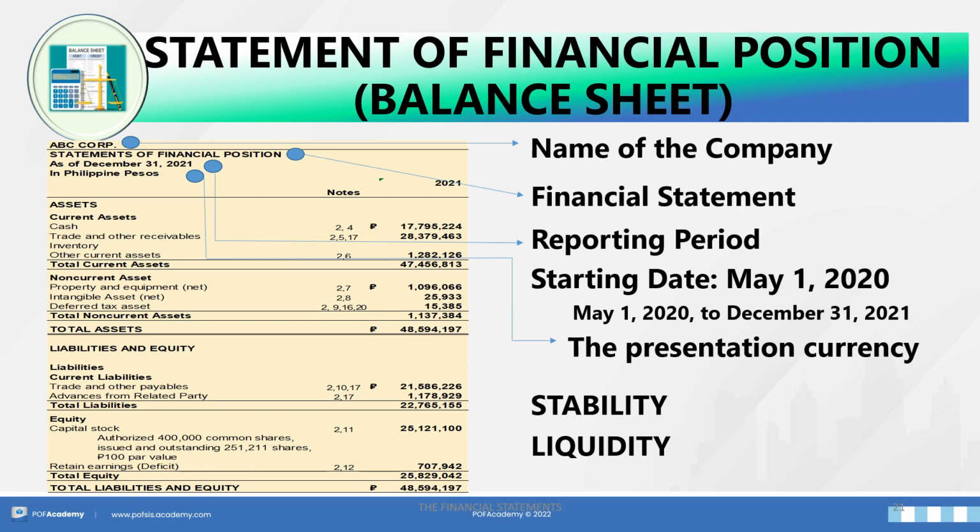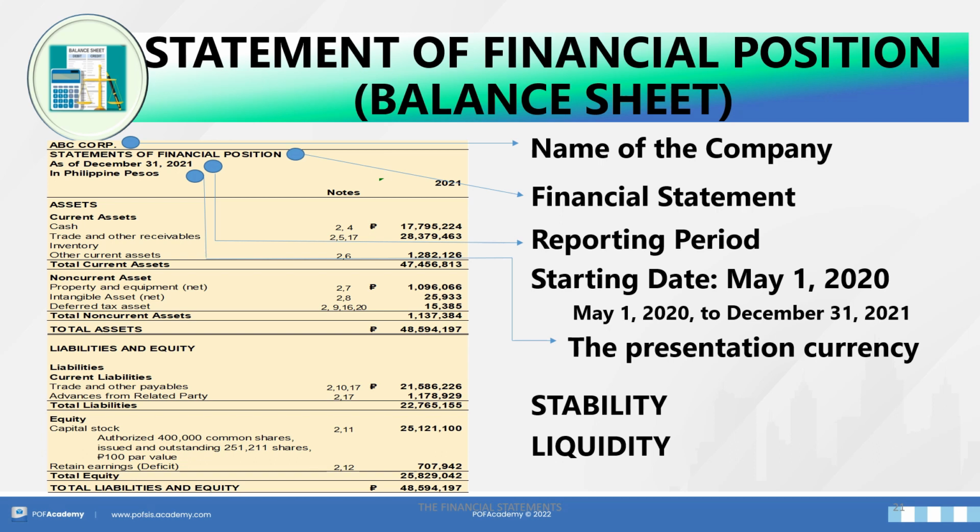How is the statement of financial position presented? In this illustration, we can see four lines on top as heading. The first line is the name of the company, which is ABC Corp. The second line is the name or component of the financial statement, which is the statement of financial position. The third line is the reporting period, which is as of December 31, 2021. The fourth line is the presentation currency, which in this example is the Philippine peso.